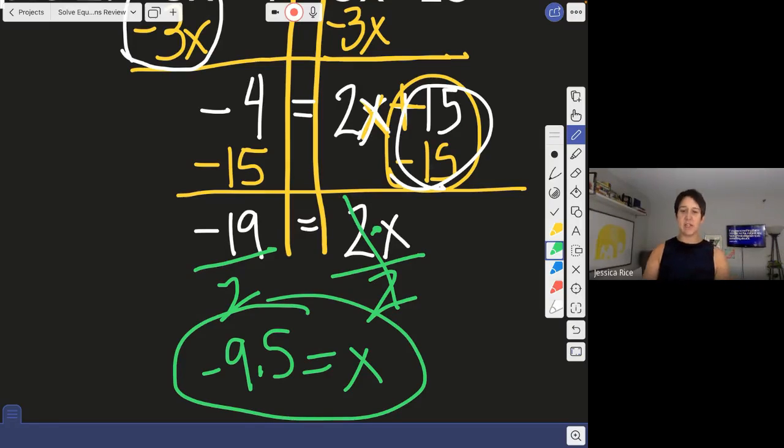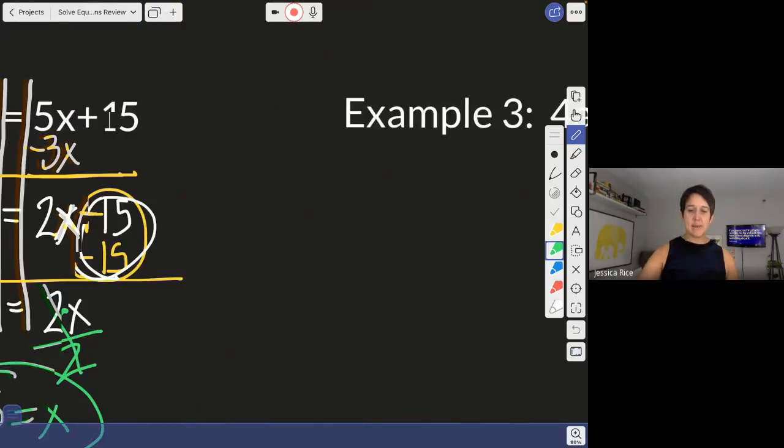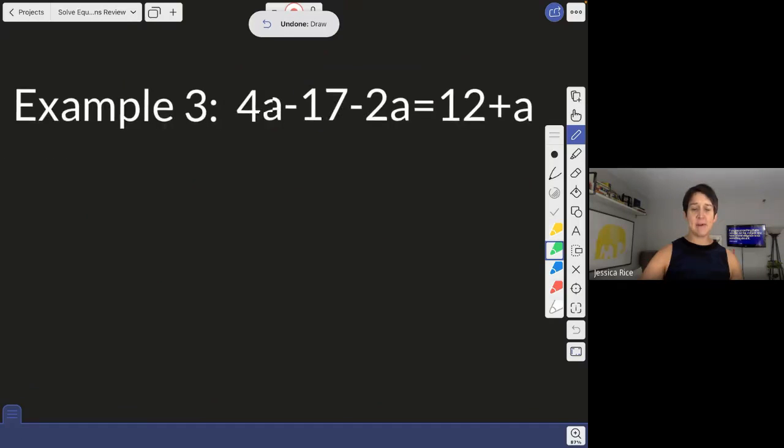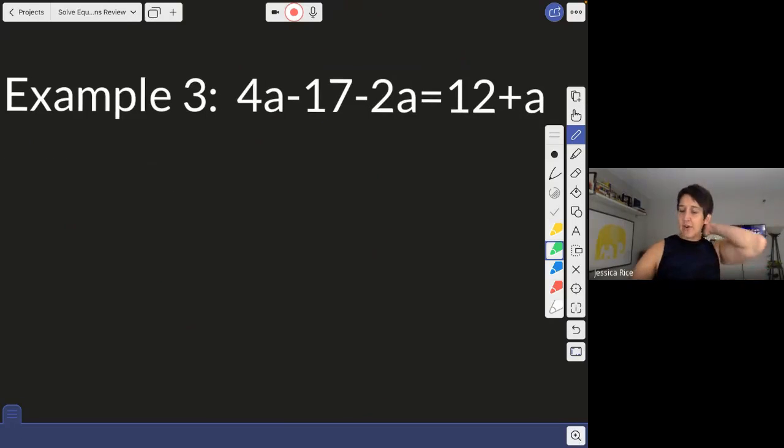So let's take a look at the next one. Again, thinking about the same mantra, alone and together. So this time, example 3, we're solving for a, because that's my variable. And I notice where all the a's are. So we see an a here, we see an a here, we see an a here. So they are everywhere. They are certainly not alone or together.